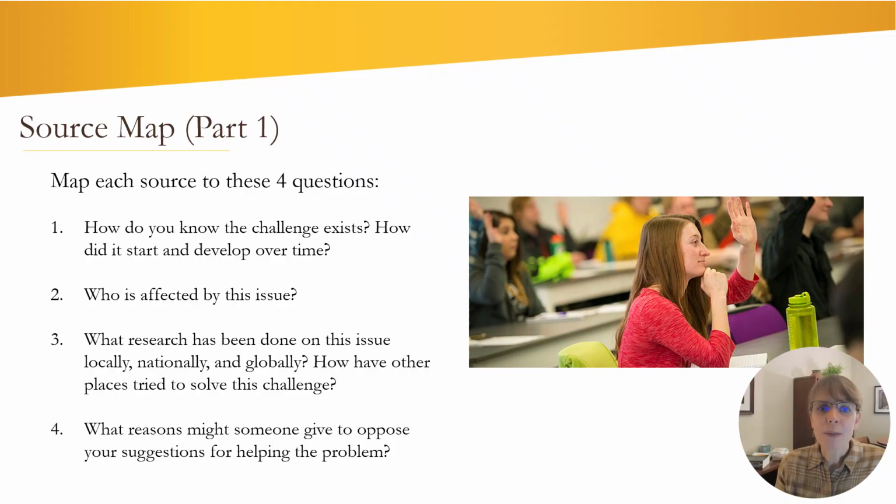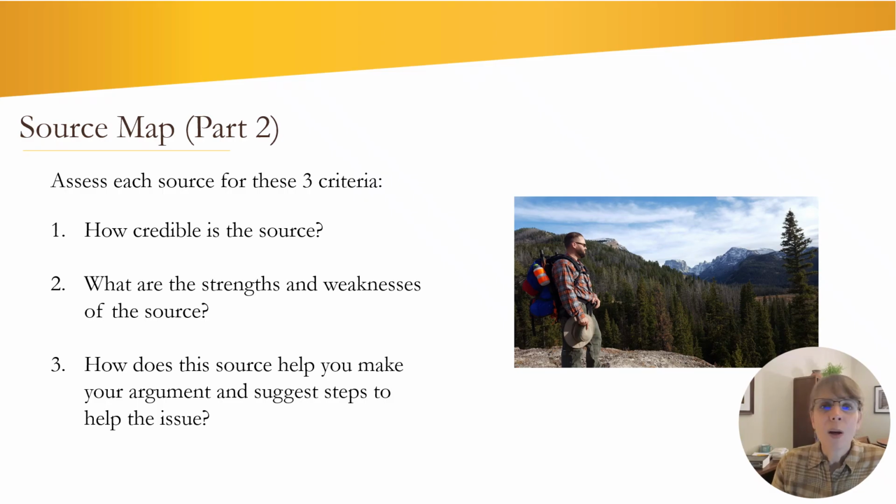So we really want them to think about who might disagree with you, why, and what might you say to them to help add to the credibility of their own paper. Part 2 of the source map is for them to actually assess each source. And so they look at these 3 questions. How credible is the source? In other words, is it mostly unbiased? What are the qualifications and experiences of the author that make them a good source for this topic?